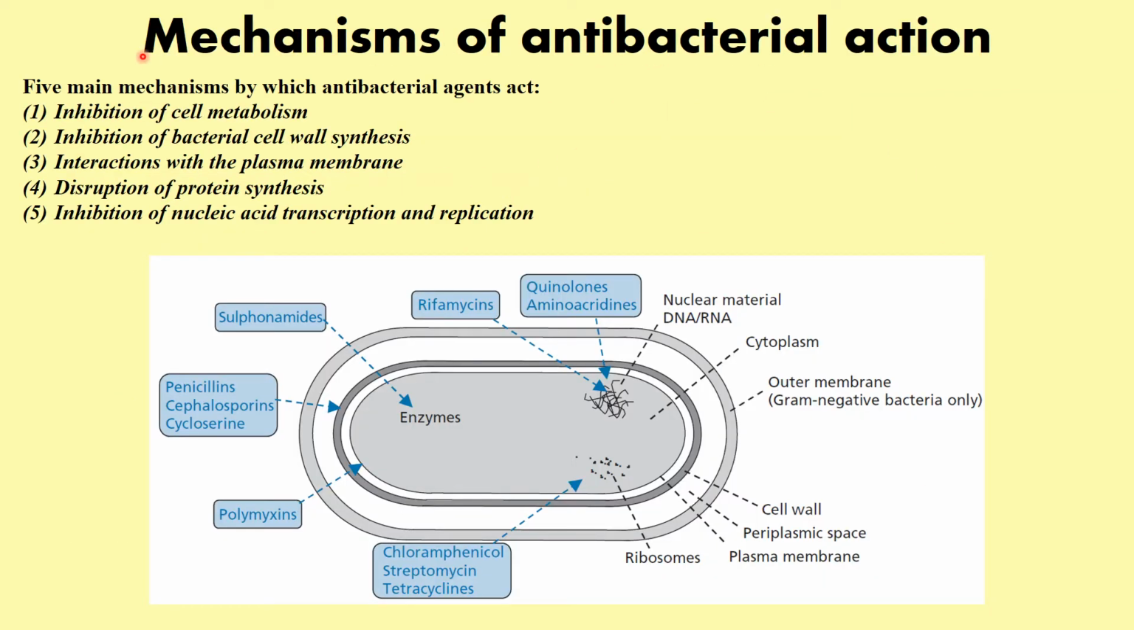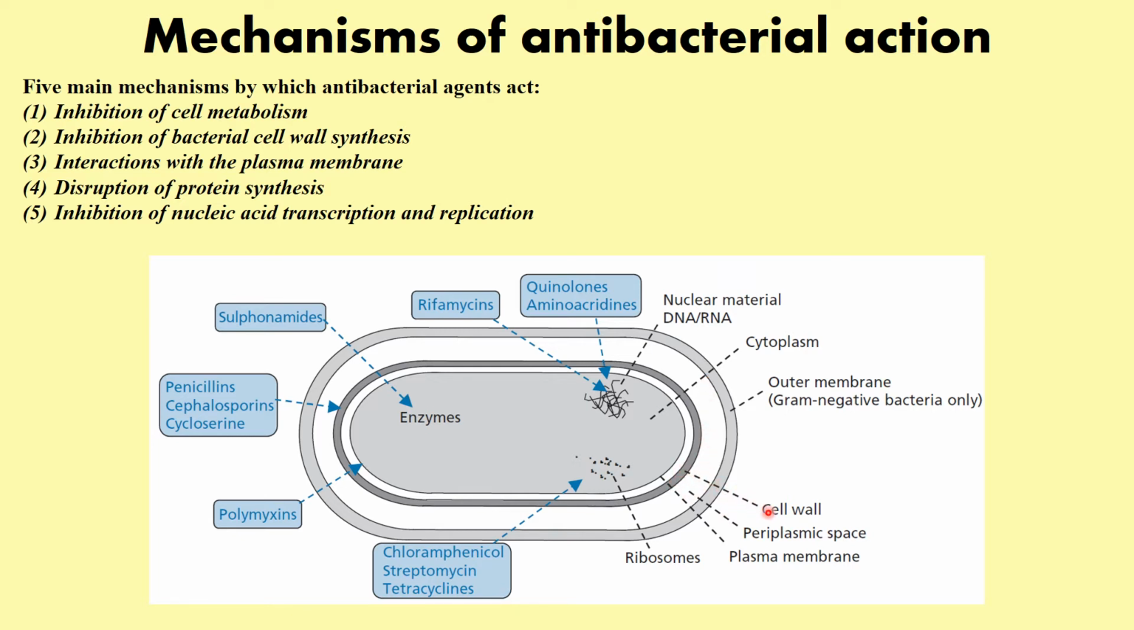Now, this is the most important thing about the bacterial action. So here what we have is a complete diagram of a bacterial cell. What we have is this outer membrane, which, as I said, is only present in the gram-negative bacteria. And then this is the periplasmic space, and this is the cell wall that we are talking about.